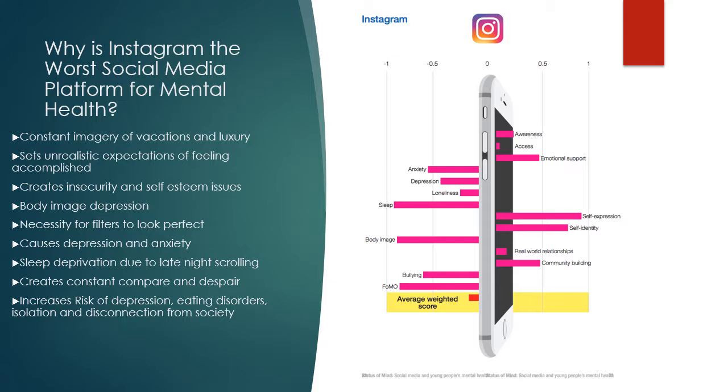And this creates this kind of cycle of, hey, we don't like the fact that photographs are being altered, but inside of us, we want to alter these photographs because it's the only real way that we can fit in and feel like we can compete with what we see on the application. And amongst other things, you're looking at sleep deprivation due to late night scrolling. It's this compare and despair theory that we've discussed.